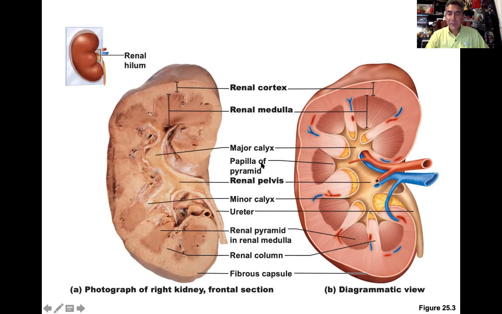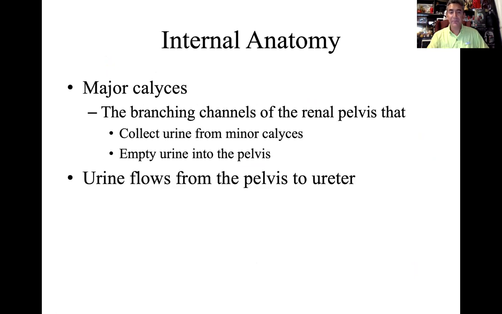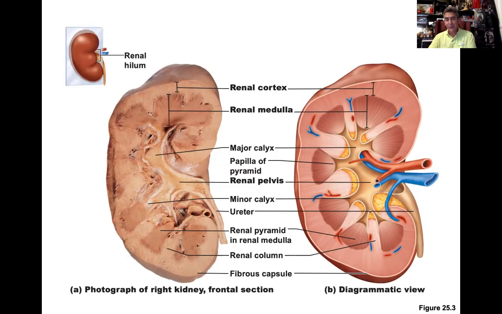What are the papilla? The papilla is just like the little tip, the little point of the pyramid. So again, some of the vocabulary that they're trying to explain here, it's just sometimes easier to see pictures than to see it all in word format there. But to kind of summarize what I'm going to get into next.